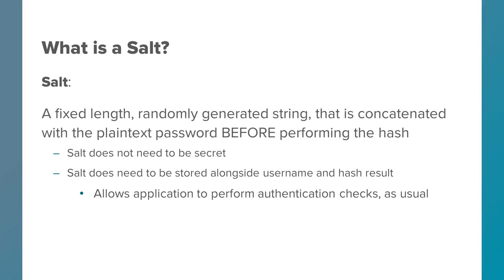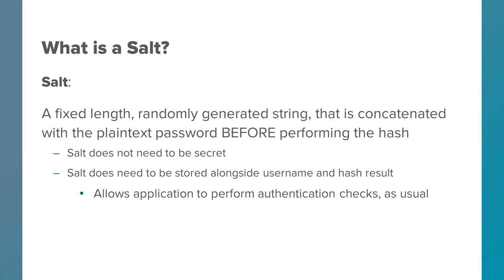The answer to preventing this is to add a salt. A salt is a fixed length randomly generated string that is concatenated with a plain text password before performing the hash calculation. Because performing the hash on the same string always produces the same hash output, if two or more users had the same password, then they would have the same hash. So in order to randomize the output of the hash, we can append this salt to the plain text password before performing the hash calculation.